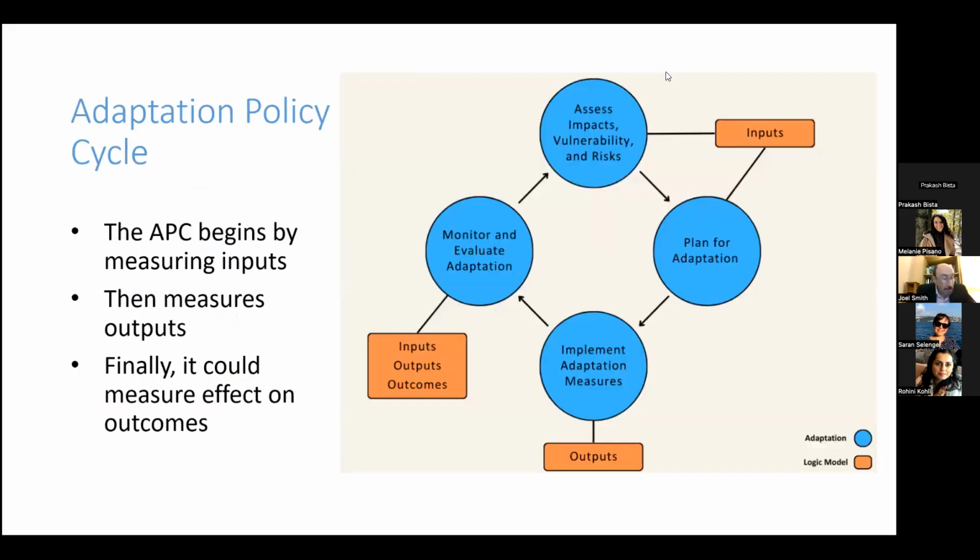All right, this is the adaptation policy cycle. Many of you are familiar with it, and it begins by measuring inputs. Are vulnerability and risk assessments being done? Are there plans for adaptation? Then looking at outputs such as adaptation measures, and then finally looking at monitoring and evaluating adaptations themselves, which really considers inputs, outputs, and ultimately the outcomes. Now, it's important to mention here that the APC is a continuous process, and it's essential for learning and adaptive management, and it straddles inputs, outputs, and outcomes.